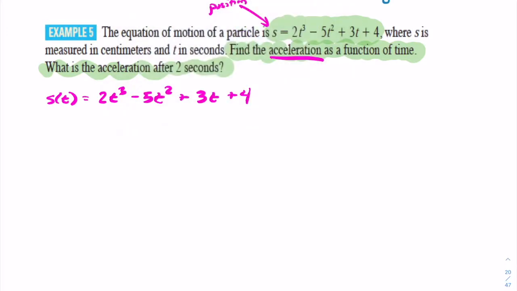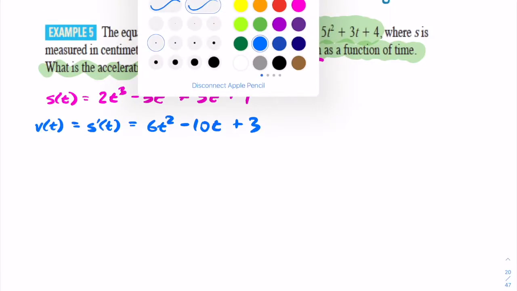So basically what we need to do here is we need to take the derivative twice, okay? So I'm going to go ahead and take the derivative once right now, S prime of t. So remember that that just represents velocity, okay? So the derivative here, go ahead and do this on your own and then press play. The derivative will come out to 6t squared minus 10t plus 3. That plus 4 is a constant, so the derivative of a constant goes away because a horizontal line has a slope of 0, okay?